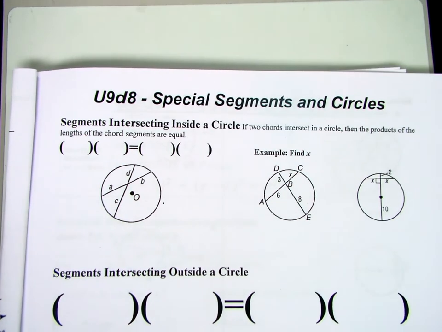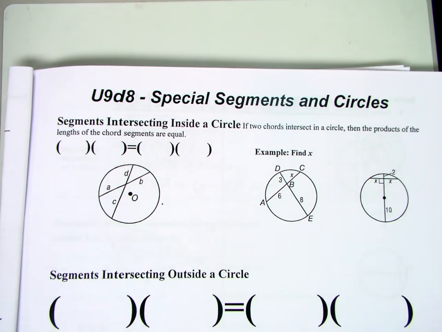For these first two, I have chords that are intersecting inside a circle. So if we have two chords that intersect in a circle, the products of the lengths of the chord segments are equal. Okay, so the products, what does product mean? You've got some difference, product, and quotient. What does product mean? Multiplication. It's the result when you multiply. Okay, so the result when we multiply the lengths of the chord segments, they're equal.